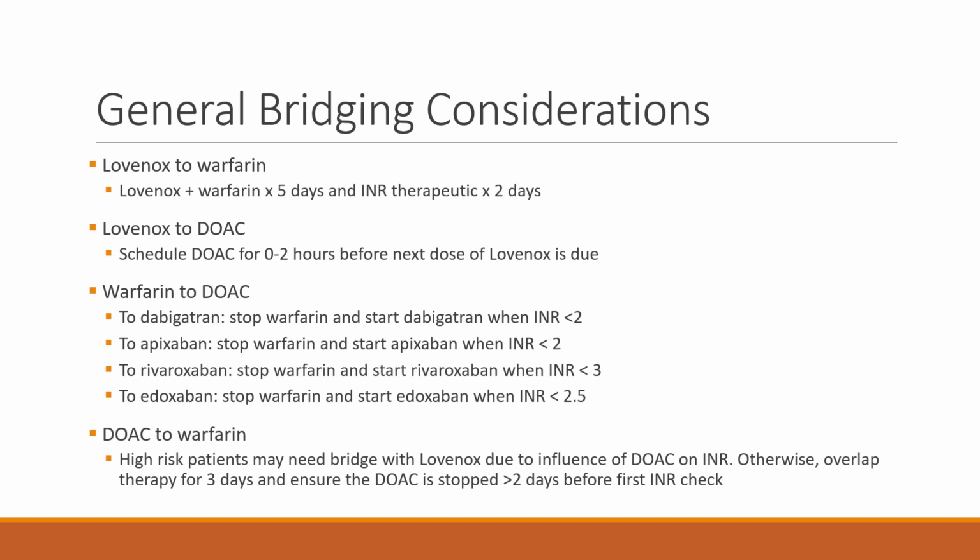From warfarin to a DOAC, generally the protocols will say to start when the INR is less than 2, however the manufacturers for rivaroxaban and edoxaban have different considerations for this. With rivaroxaban, stop warfarin and start it when the INR is less than 3, and with edoxaban when the INR is less than 2.5. So just look at the protocols at your institution to see what they recommend. However, this is what the manufacturers recommend for each product.